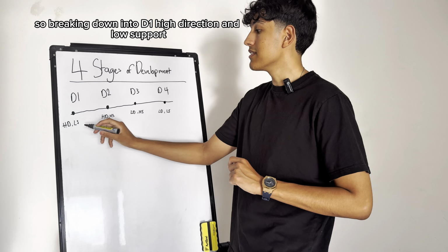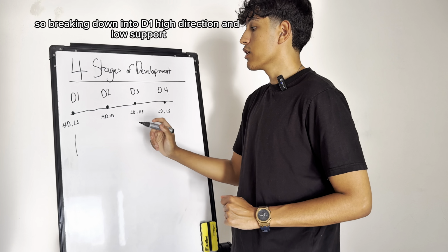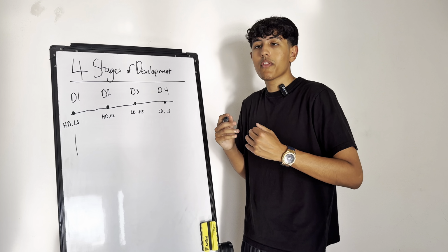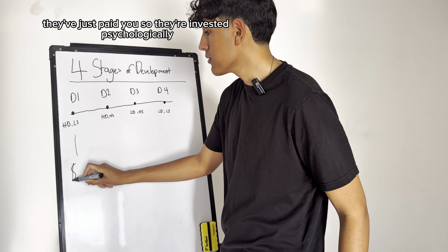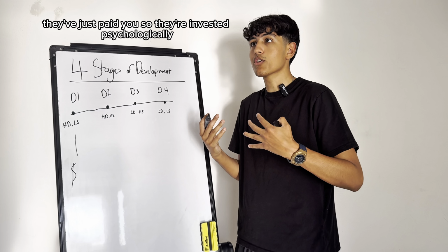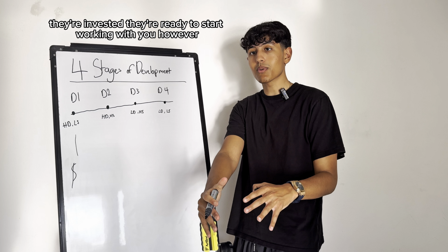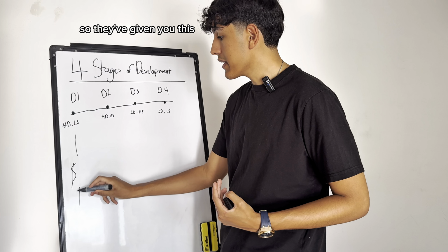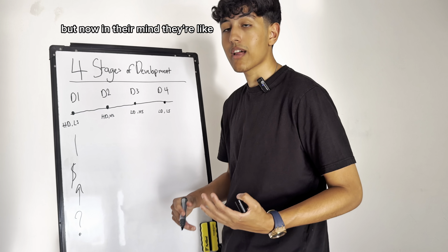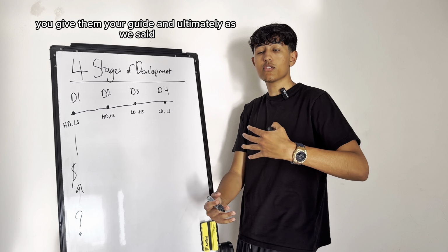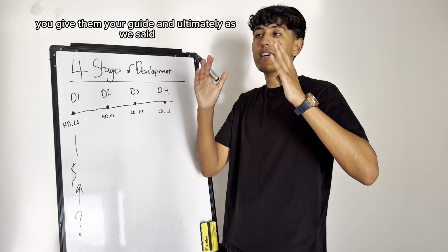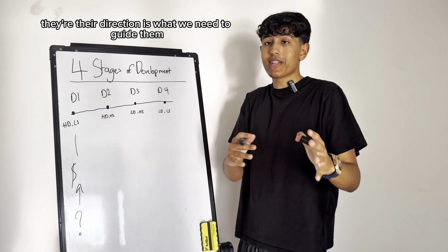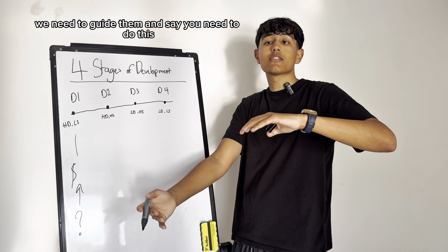So breaking down D1, high direction and low support. When your client first comes into your business, they're eager. They've just paid you, so psychologically they're invested and ready to start working with you. However, they don't know what to do. They've given you this, but now in their mind they're like, what do I do? You give them your resources, you give them your guide, and ultimately their direction is what we need to guide them. We need to say, you need to do this, you need to do that.